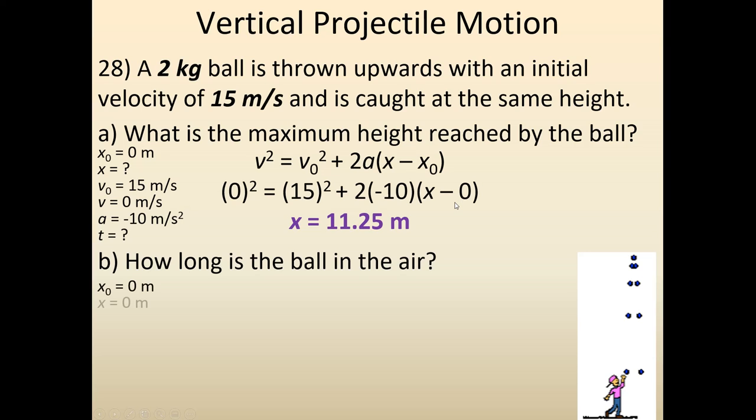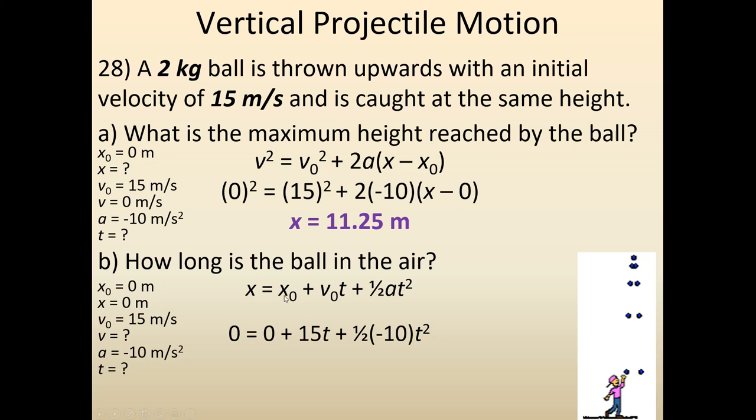So one thing I'm going to say is that the final position is zero because it starts and ends at the same spot. My initial values stayed the same, so initial velocity is still positive 15, acceleration is still negative 10, and I'm looking for the time. If I use this information, it's very clear that I can use the x equation. So I plug my numbers in.